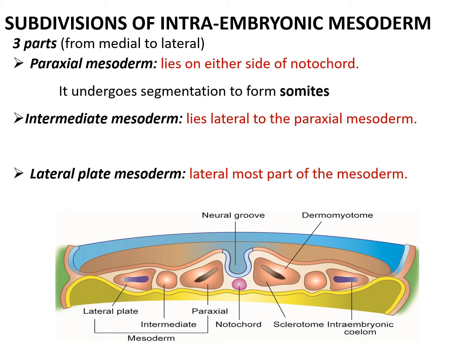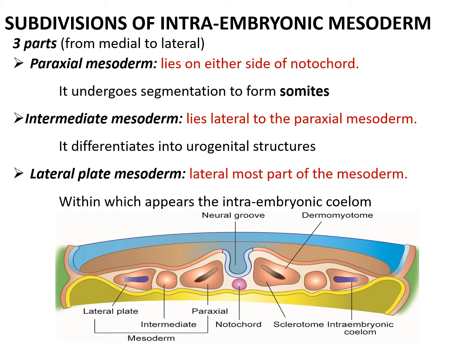The paraaxial mesoderm undergoes segmentation to form important structures called somites. The intermediate mesoderm further differentiates into urogenital structures, and an intraembryonic coelom cavity appears within the lateral plate mesoderm.